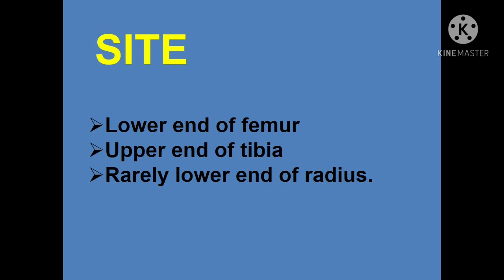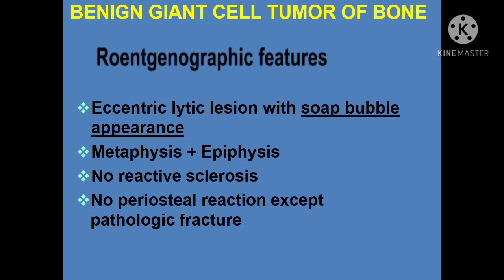Coming to the imaging findings, there will be an expanding zone of radiolucency on radiology. Eccentric lytic lesion with soap bubble appearance is very characteristic for this tumor. It usually involves the epiphysis, but as the lesion expands, it may involve the metaphysis also. But there will be no reactive sclerosis and no periosteal reaction. These two are the features of malignancy. As giant cell tumor of bone is a benign tumor, most commonly we won't see reactive sclerosis or periosteal reaction.